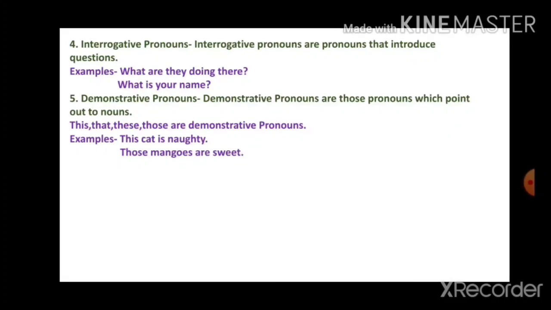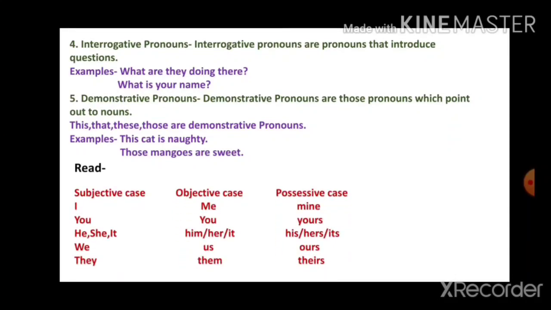Now, you will read this table very properly. I have given here, see, if the subject is I, then the object will be me. And the possessive case, meaning possessive pronoun, will be mine.